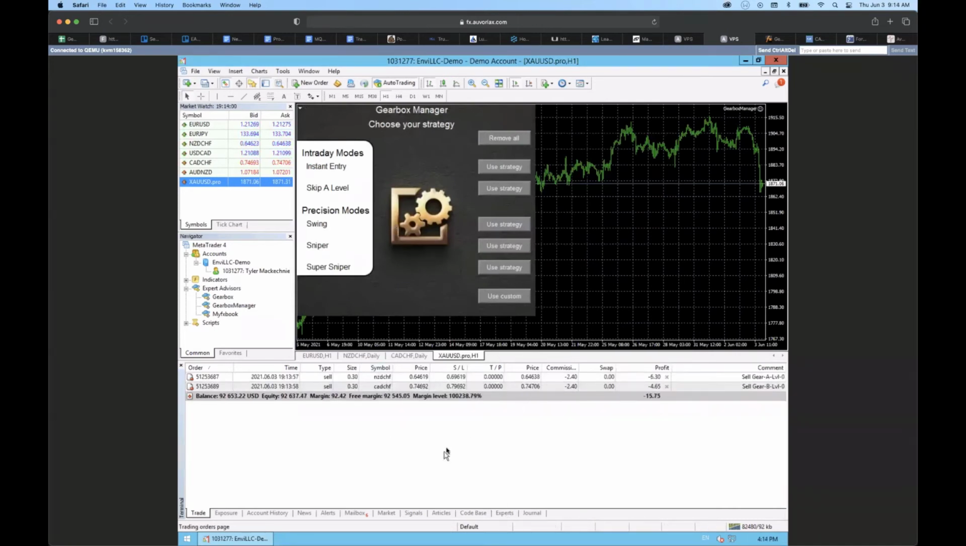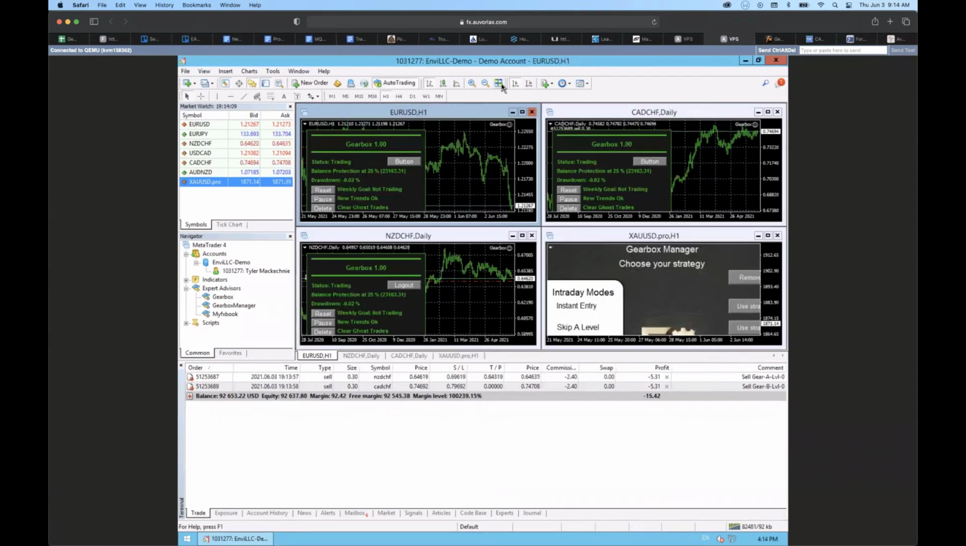and there you go, you see it started taking trades instantly right there, level 0. The reason Euro USD didn't is it kicked it off when I applied the strategy. Now it's on. There we go. So Euro USD will kick off the trade any second. And that's your instant entry strategy.